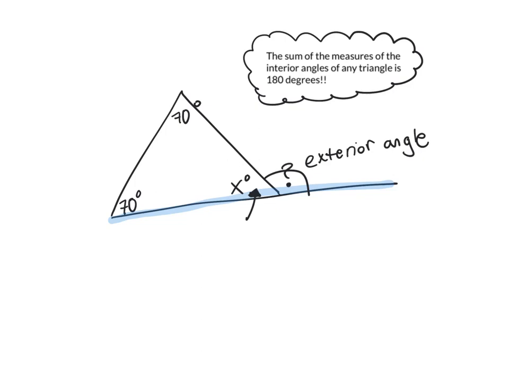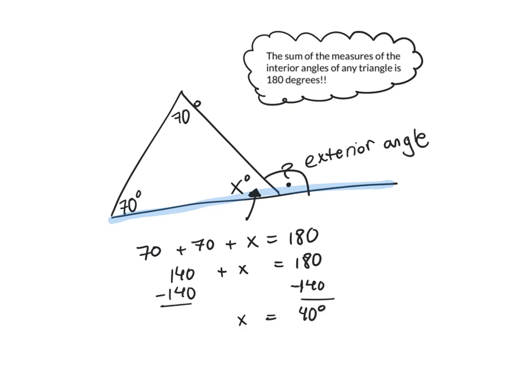I'm going to say that this missing interior angle has x degrees, and that lets me write this equation: 70 plus 70 plus x equals 180. So x must be 40, because 140 plus 40 is 180. Awesome, so now I know this angle right here has a measure of 40 degrees. But you know what? We still don't know the measure of our exterior angle.